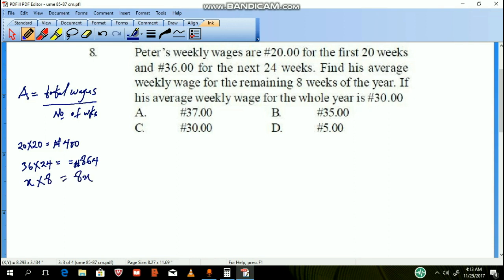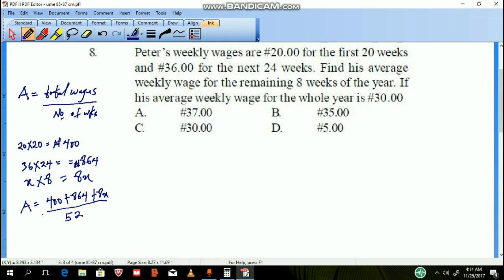8x naira will give you the total wages for the whole 8 weeks. Therefore, if I now apply this formula, A equal to this, the total average weekly wages for the whole year is going to be total wages, the sum of all these guys here. The sum of all these is 400 plus 864 plus 8x, all divided by the number of weeks in a year, which will be 52.